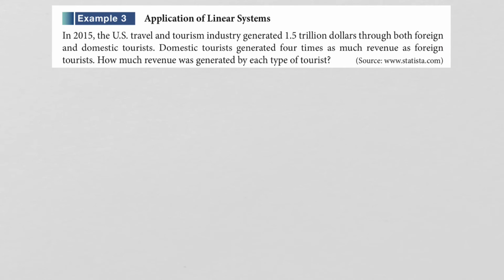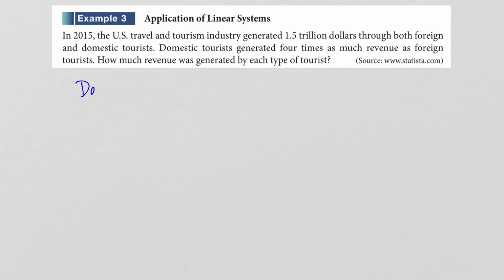Now let's take a look at an application. In 2015, the U.S. travel and tourism industry generated $1.5 trillion through both foreign and domestic tourists. Domestic tourists generated 4 times as much revenue as foreign tourists. How much revenue was generated by each type of tourist?